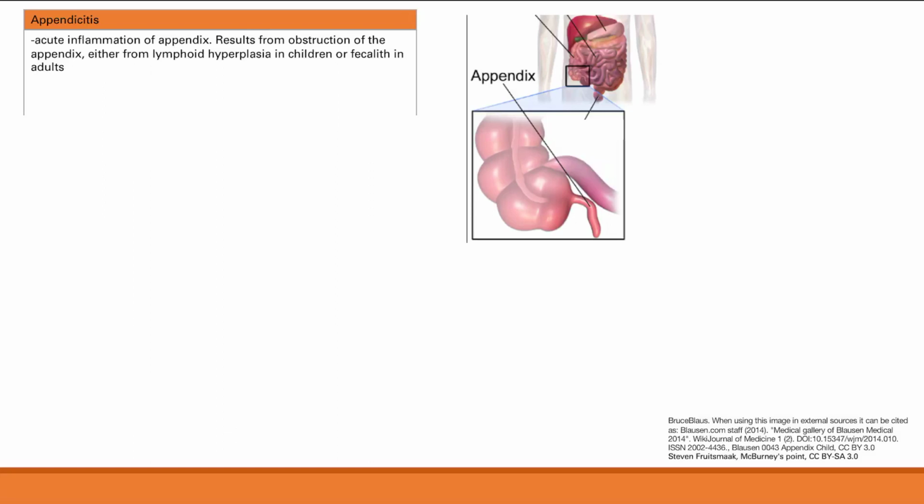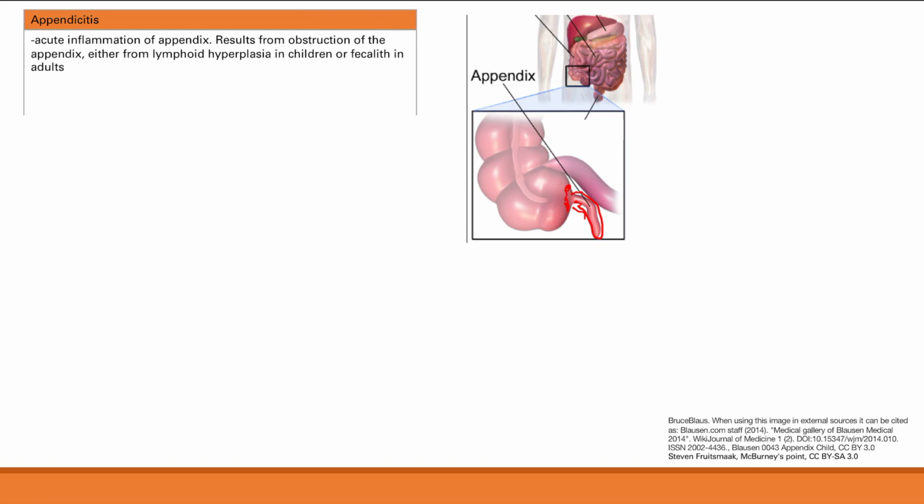Okay, appendicitis. As you can tell from the name, it's inflammation of the appendix. The appendix is a little blind-ending pouch at the beginning of the colon. And as with most inflammations of little tubes or pouch-like things like this, it arises from obstruction. So in children, it can be due to lymphoid hyperplasia. So just the lymph glands grow too big and can cause compression and obstruction.